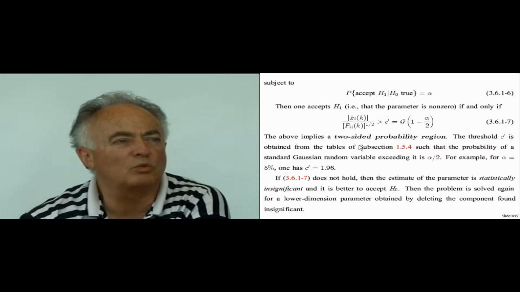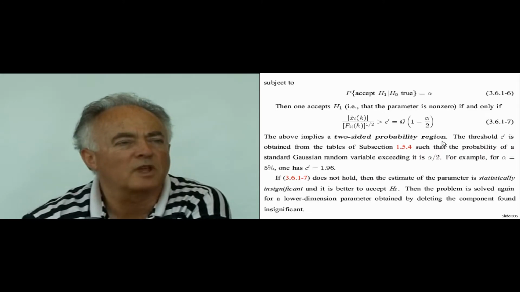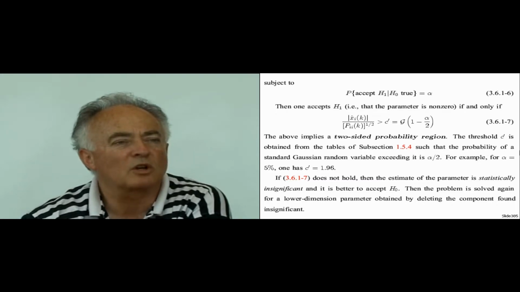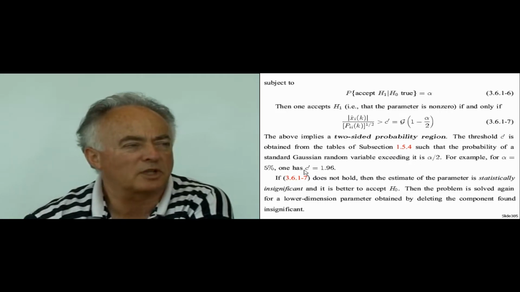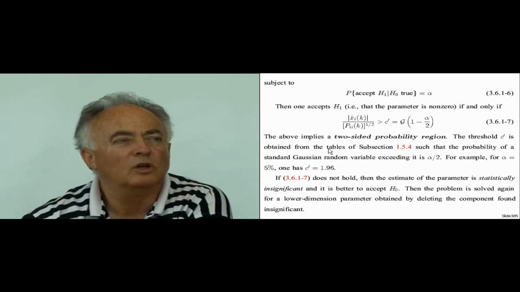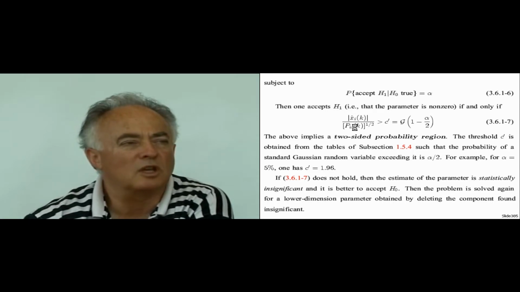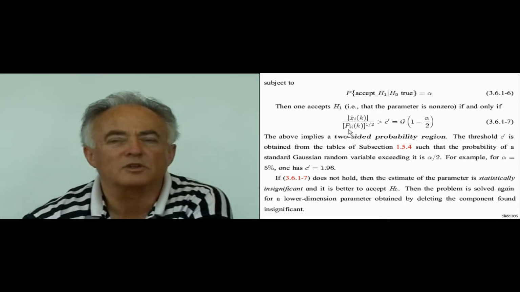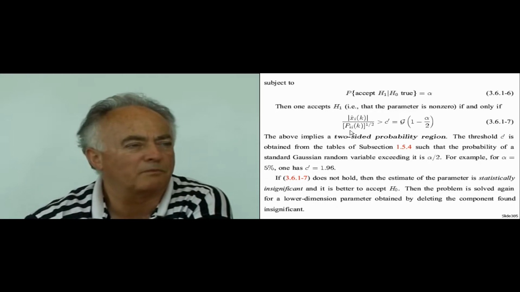So this is a two-sided probability region, and the threshold c prime can be obtained from the tables we have seen in subsection 154, such that the probability for a standard Gaussian random variable exceeding it is alpha over 2. For 5%, what you have is 1.96, namely that's 2.5% on each side. So the plus-minus 2 sigma rule is effectively used in this illustration of the significance test for a parameter.